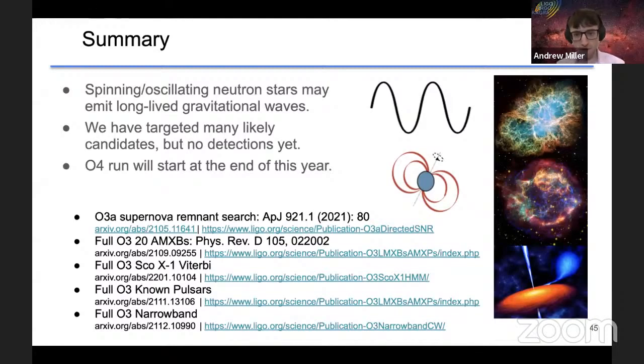O4, the next observing run of LIGO, Virgo and KAGRA, will start at the end of this year, where we hope to have a great improvement in sensitivity and actually be able to make physical statements and make a detection of gravitational waves from these objects.